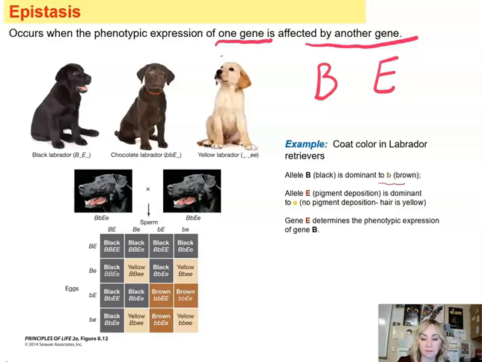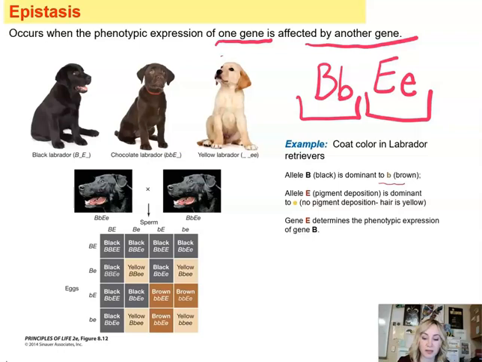The recessive allele for B we represent with the symbol little b, and the recessive allele for E is going to be little e. Gene B determines the actual pigment, the coat color. However, there's another gene that is technically in charge of whether or not that coat color is going to show up as the genotype dictates. This other gene is what we call a pigment deposition gene. So it's the actual E.